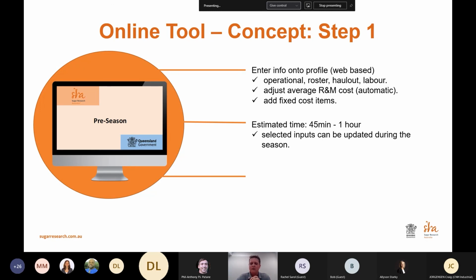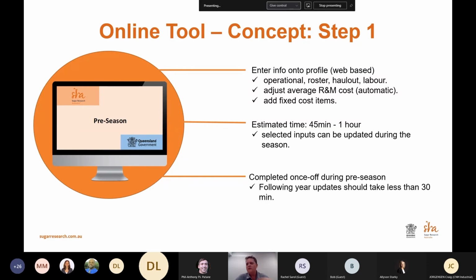And the estimated time that we envisaged it taking you to do that would be between 45 minutes to an hour. So that would be a once-off process pre-season. You'd do it once a year. Obviously, you could update that information during the season if you wanted, but once you've done it, you can put it to rest, and then you've got all the information on your profile that would be the background information to the app itself.